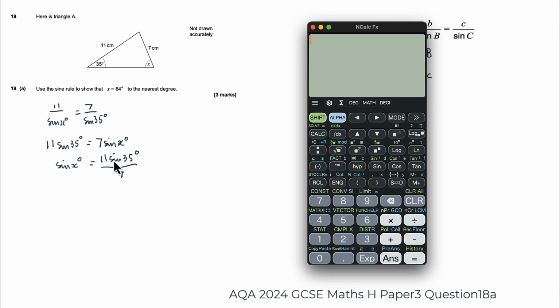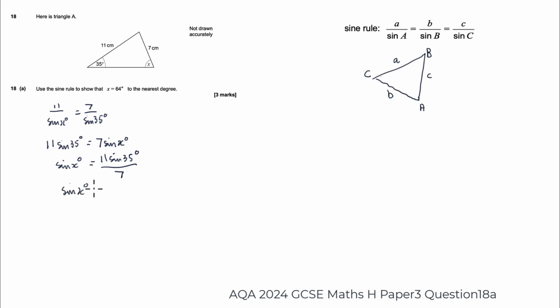So we need to put in 11 sine 35 over 7. So it's 11 times the sine of 35 and divide that by 7. So there's our answer, 0.9013 and so on.